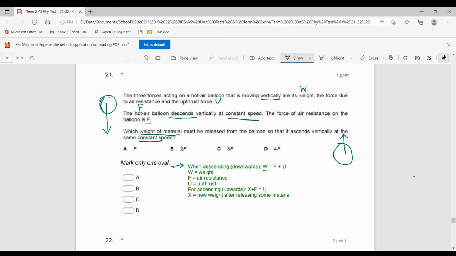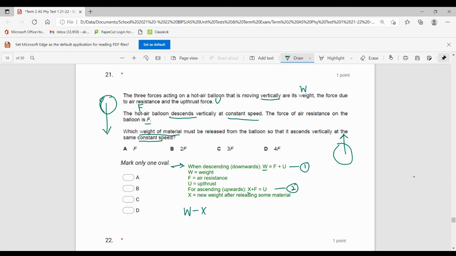Now, how do we go about it next? We need the value of how much weight has to be released. Look at the two equations and look at the answers. The answers must all be in terms of F. So we need to figure out how much of the weight has been released, which means we need to know W minus X. So all I need to do is subtract equation 2. Let's name this equation 2 and let's subtract from equation 1. Subtract equation 2 from equation 1.